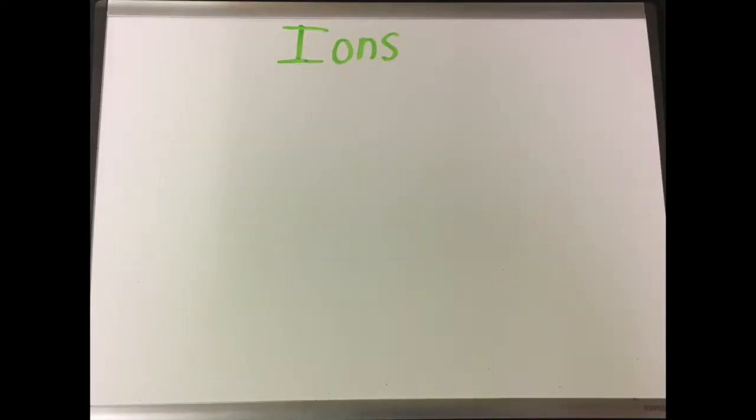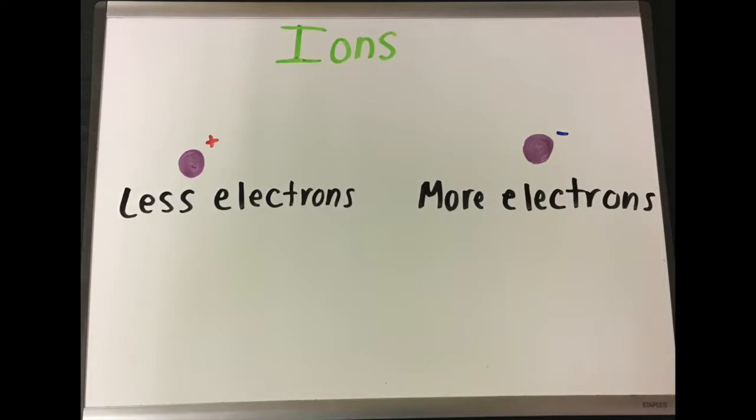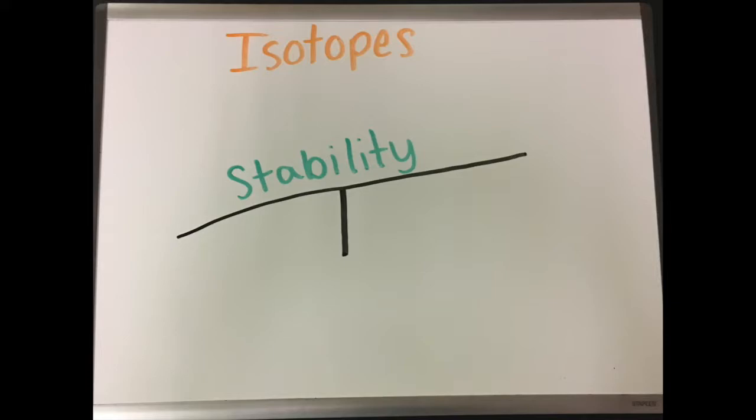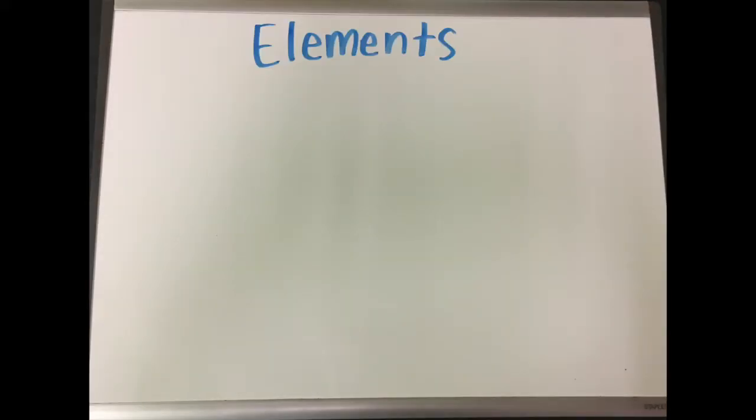Ions are atoms with a different charge due to a different number of electrons. Isotopes are atoms that have a different number of neutrons than are found in normal atoms of that type. This affects its stability and may affect its chemical properties. Atoms come in forms based on how many protons and electrons they have. These atoms are called elements. Elements cannot be broken down into smaller pieces, which makes them very special.